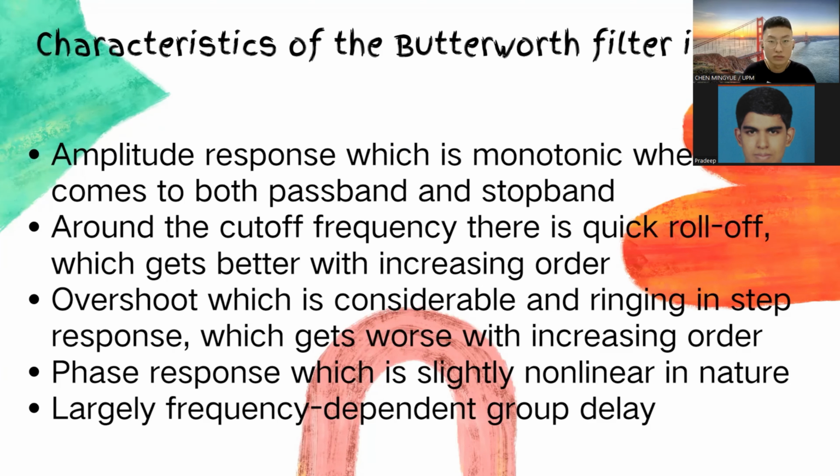Next, I'll be talking about the characteristics of the Butterworth filter. Amplitude response, which is monotonic when it comes to both passband and stopband. It is also around the cutoff frequency where you can observe quick roll off, which gets better with increasing order. Next, overshoot, which is considerable, and ringing in step response, which gets worse with increasing order. Also, phase response, which is slightly non-linear in nature. And finally, largely frequency dependent group delay.